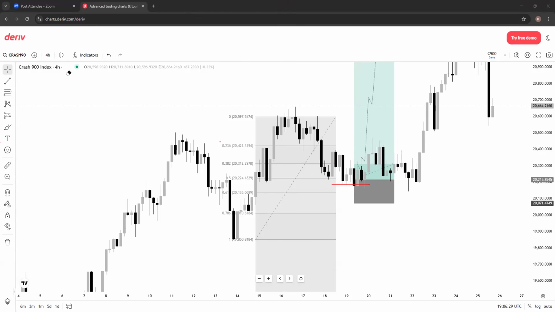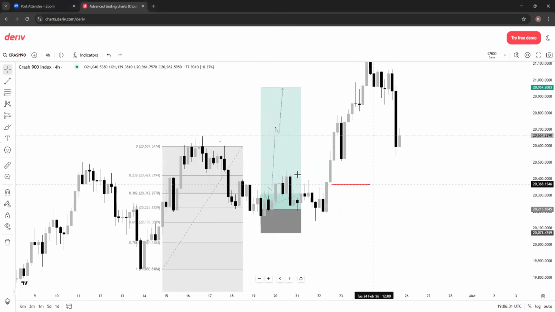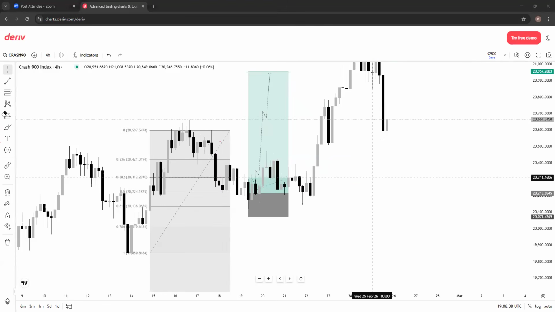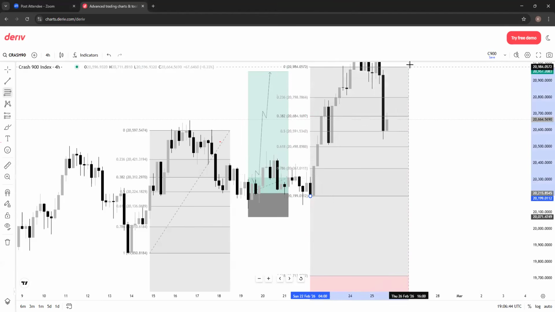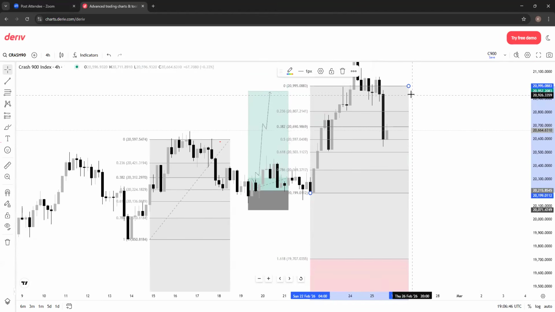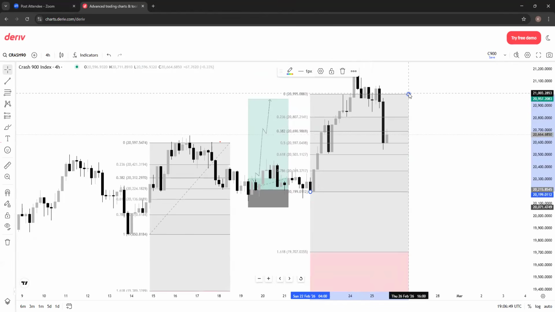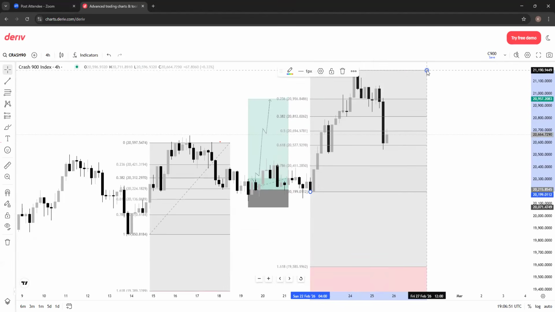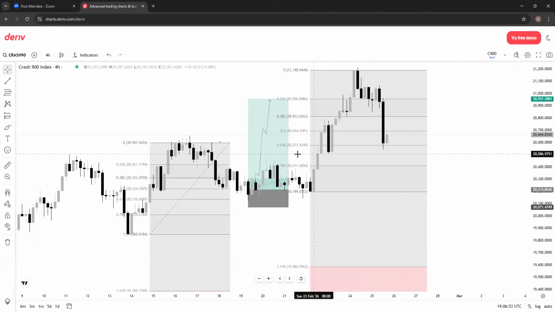Meaning, if we take our fib in this area that we are at right now and place it from this low to this high over here, you can see that the reaction started at the 0.618. Yes, exactly.